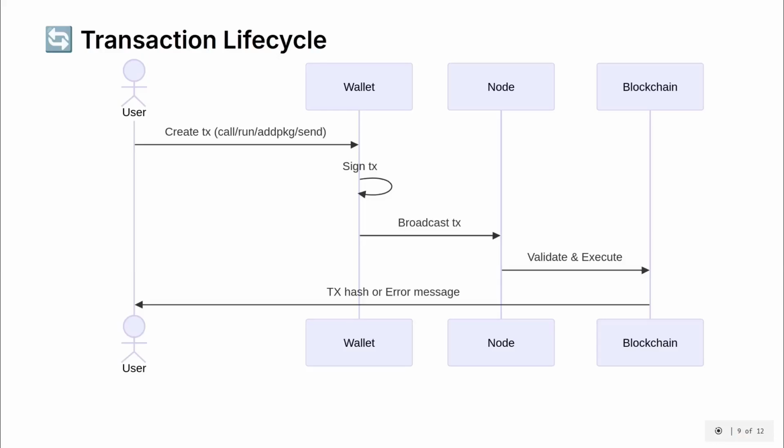Basically, a user will create a transaction that will be signed by their wallet. The wallet will broadcast to one of the nodes if it is specified, which I will cover right after. And this node will transfer to the blockchain to validate its integrity and execute it. If the transaction is correct, it will return a transaction hash to show it succeeded with the amount of currency it cost, or an error message by returning all the funds back and reverting the blockchain state. So basically not executing anything.